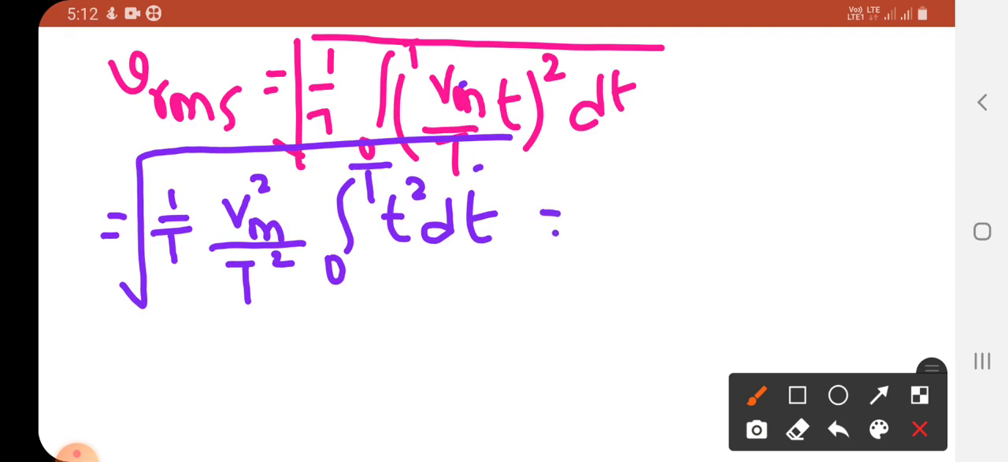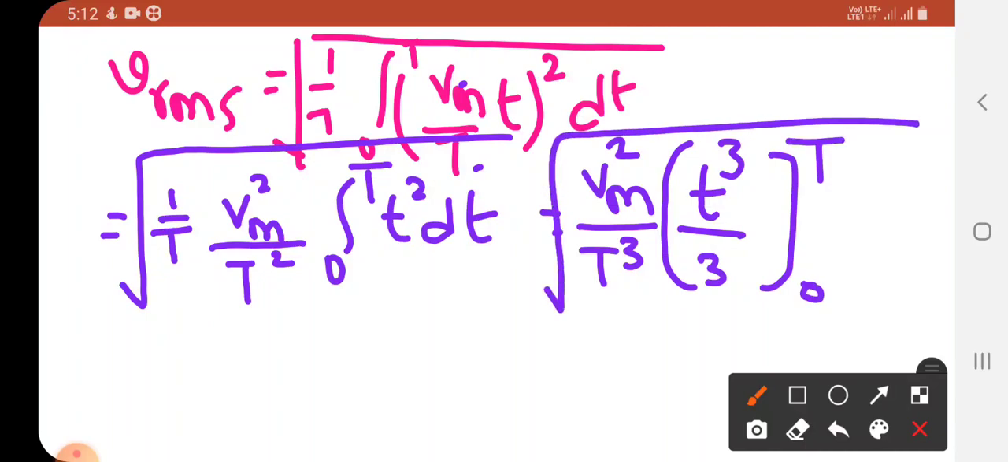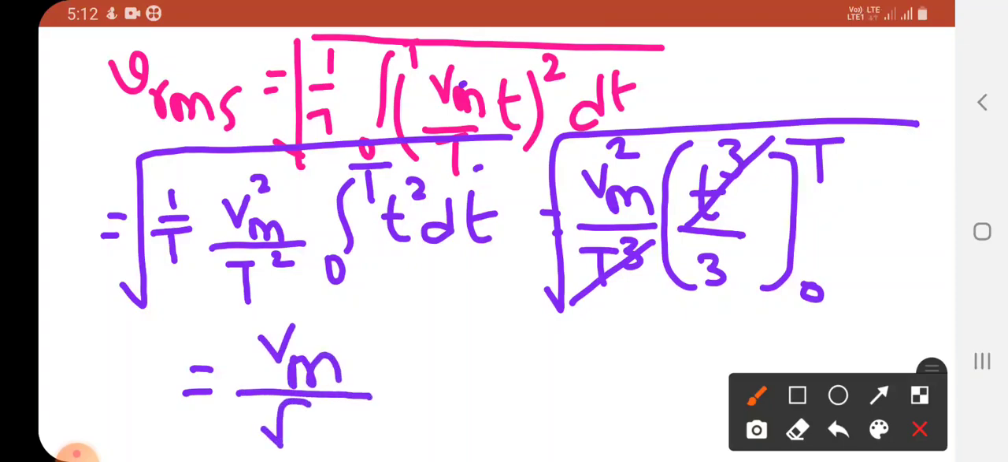Here T square into T is T cube. Therefore, this can also be written as Vm square by T cube. What is the integration of t square? The integration of t square is t cube by 3, at limits 0 to T. And if you substitute T, this T cube gets cancelled. So hence V RMS is equal to Vm by root 3. V RMS is equal to Vm by root 3.